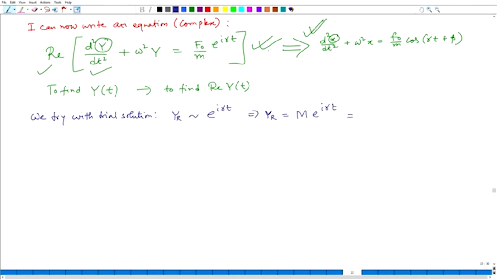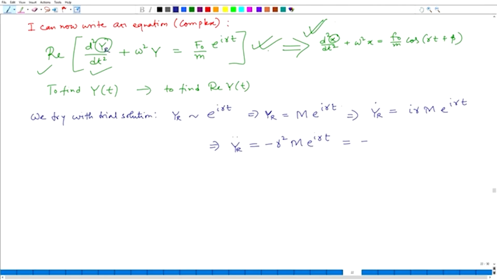Okay. Then of course, y_r dot will simply be equal to iγM e^{iγt}, and then y_r double dot will simply be equal to, so another iγ will come here, so minus γ²M e^{iγt}. Okay. So, M e^{iγt} is nothing but y_r.